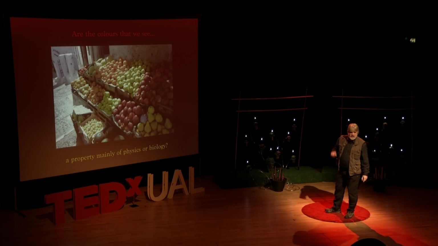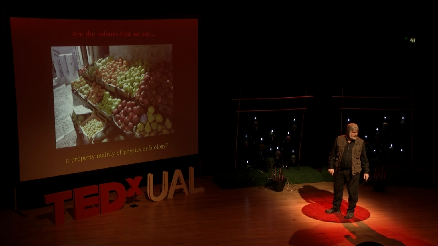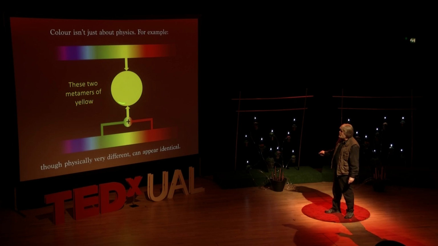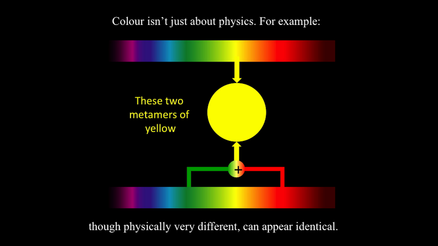So, the colours we see in the screen, in this picture, are they mainly a property of physics or biology? What do you think? Biology? Physics? So it's mainly biology. So if you see a yellow patch of light, it could be made up of yellow light or a mixture of two lights, green and red. And we can't tell the difference between those two lights. They're called metamers. Metamers are pairs of lights that are physically different but look perceptually the same. And there are many different metamers.